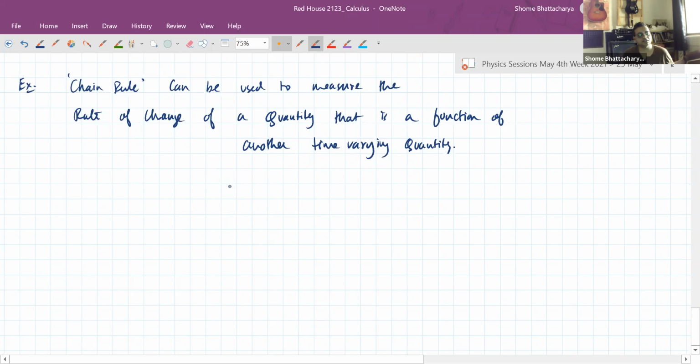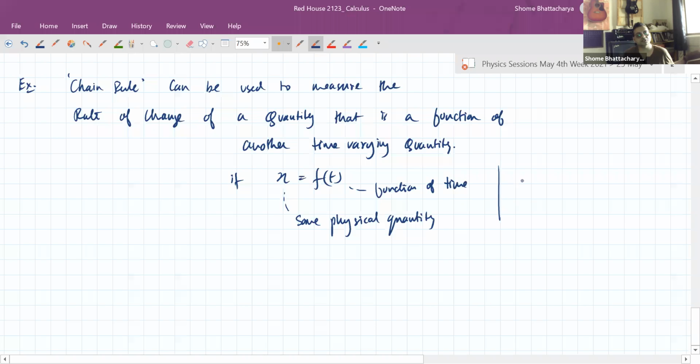Basically, suppose x is some quantity which is a function of time. Here it need not be distance; it is just some physical quantity, and it is a function of time. So that means x is what we call an instantaneous quantity. And we have some other quantity y which is a function of x. So this is another physical quantity.